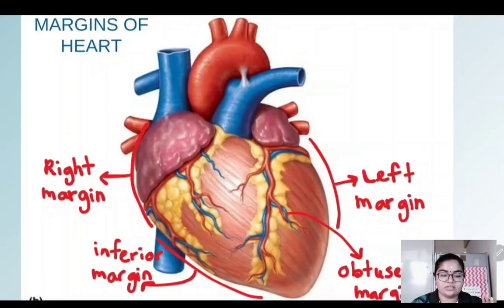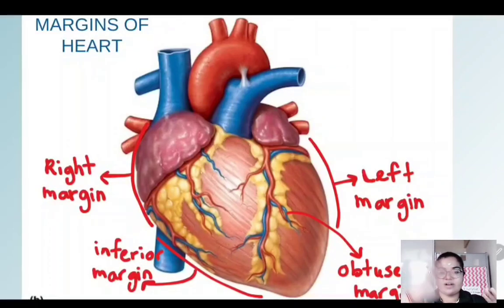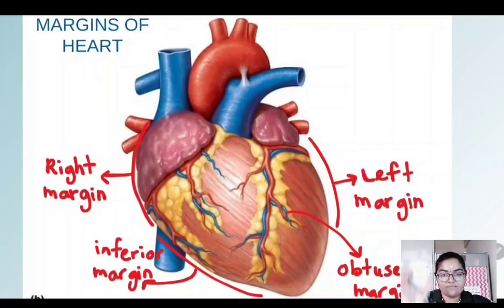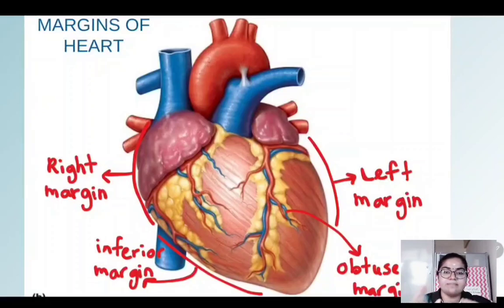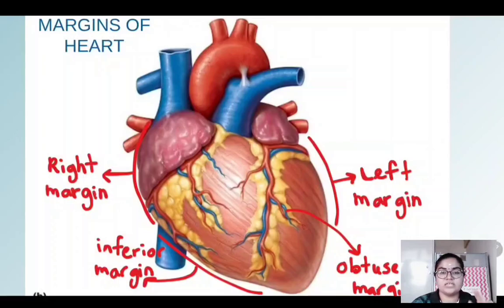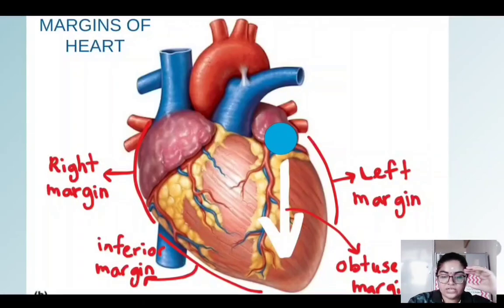When we talk about the right margin, it consists of the right atrium and it faces the right lung. The left margin consists of most of the left ventricle and a bit of left atrium, and it faces the left lung. The inferior margin mostly consists of right ventricle and a bit of left ventricle near the apex. And the obtuse margin is a margin that divides the anterior and the pulmonary surface of the heart. It is round shaped from the left auricle towards the apex of the heart, as we can see here.